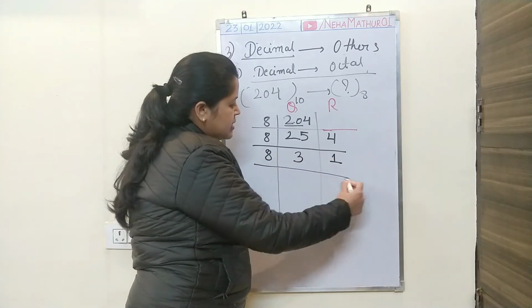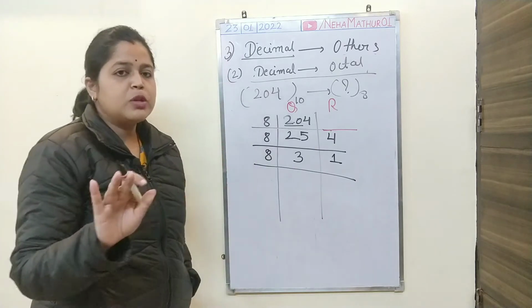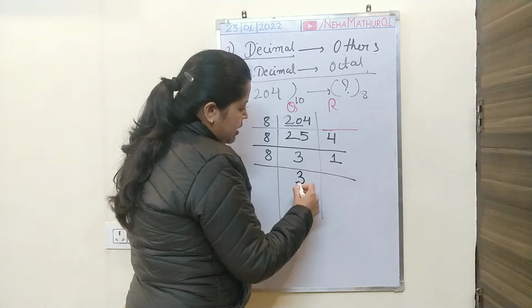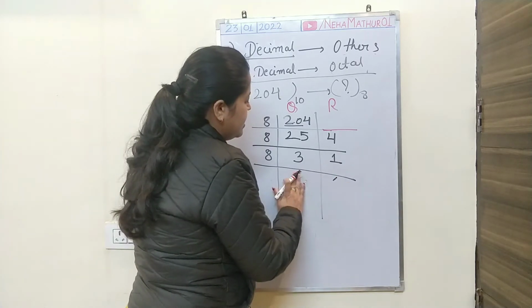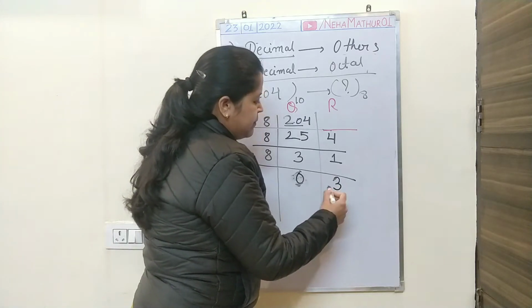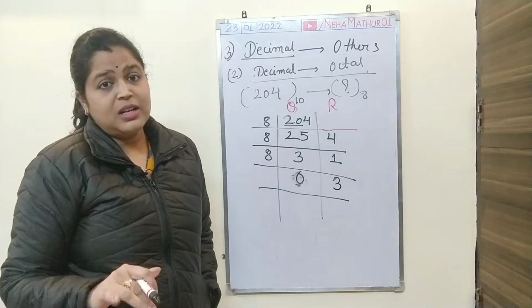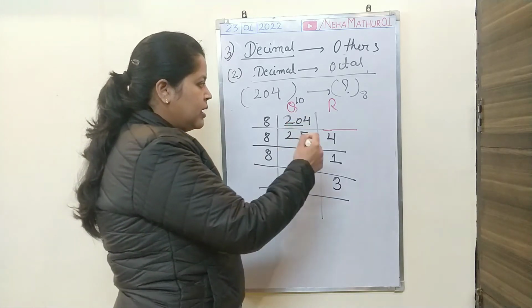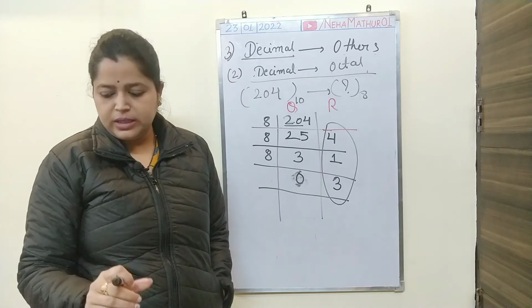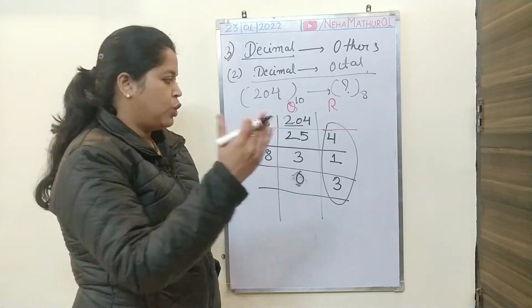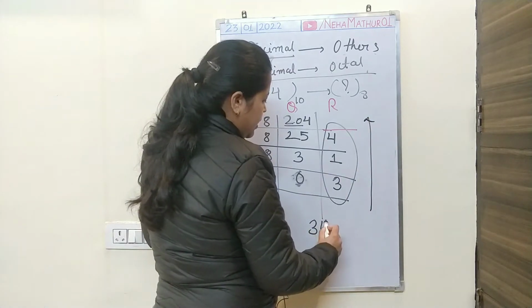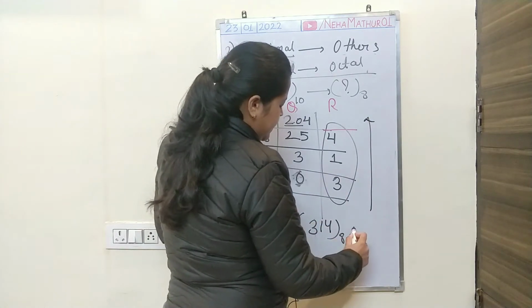Now you have 3 as a quotient, and it is not possible to divide 3 by 8. So I will write 0 over here because it is not possible to divide and your remainder will be 3. Fine. So this is the simple division. Now again, you have all the remainders over here. Only remember the important thing that you will have to read the remainders from bottom to top, and your answer will be 314 having base 8.